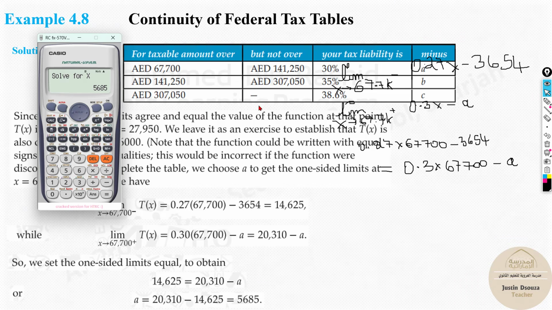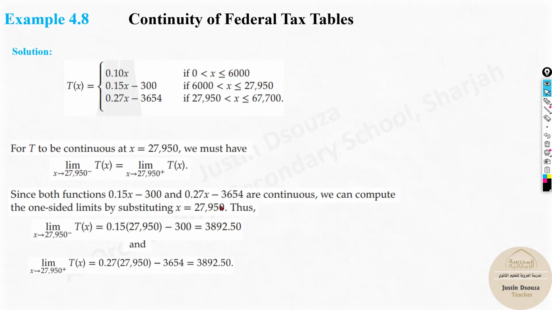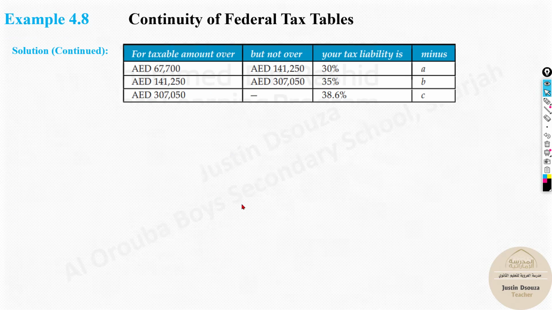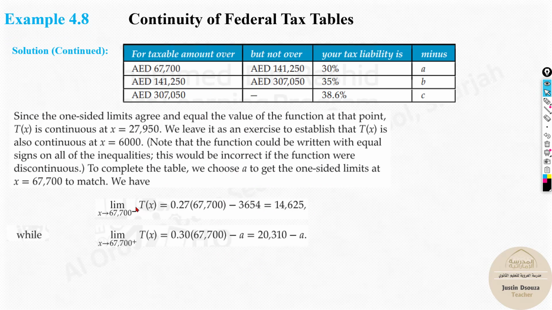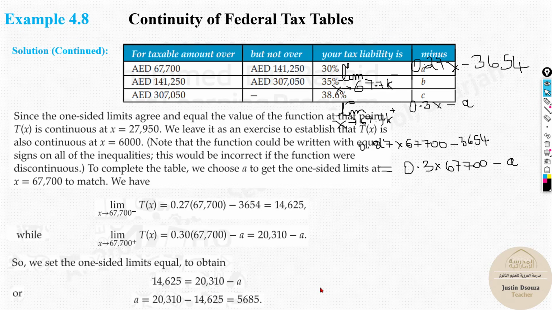First we checked for continuity, that is over here on the first page. We saw whether it was continuous. Yes, we got both the answers the same. We don't check it every time. We know it is continuous, so we just use this equation. See these two equations, 0.27x minus 3654, and the next equation from here, 0.3x minus a. We equate both at x equal to 67,700. Both sides must be equal, and you will get the answer 5685. That is how we solve this federal tax problem. It's a very taxing problem, and we are very lucky that we don't have taxes in UAE.